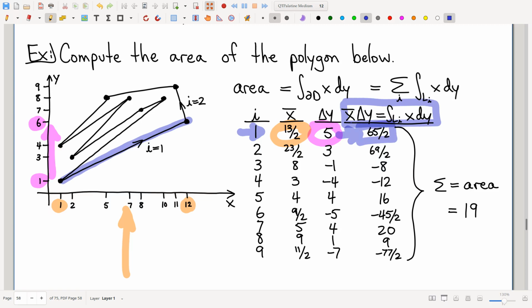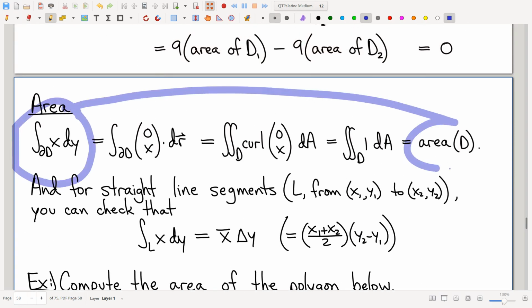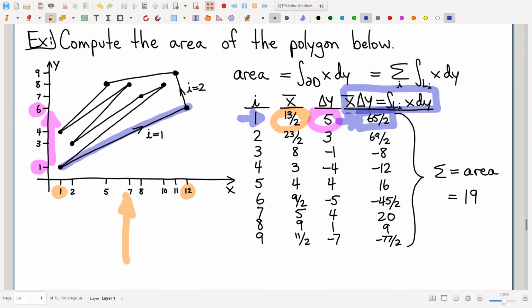Repeat. Now we do have to go around the entire boundary. That's the deal, right? And remember the theorem up here. Got to go around the whole boundary, and it will compute the area for you. So that was term number 1. You got to also do it on the second edge. And then you got to also do it on that third edge. And of course there's 9 different edges.